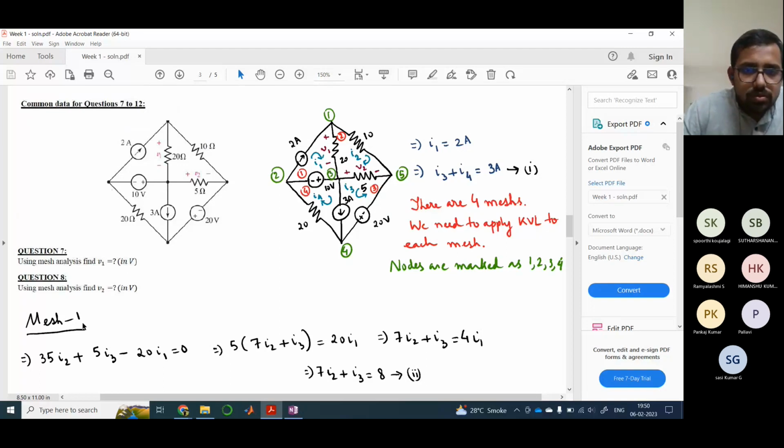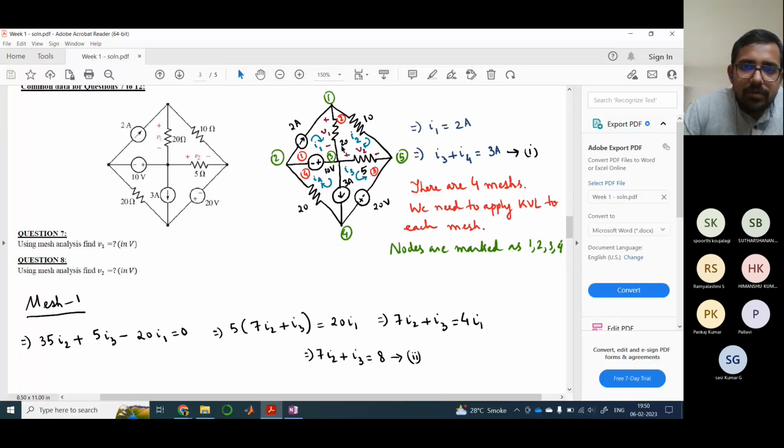This would be mesh two. And from this mesh, we are getting that I1 equals 2 ampere, right? I'll correct this before I upload this material on the internet.